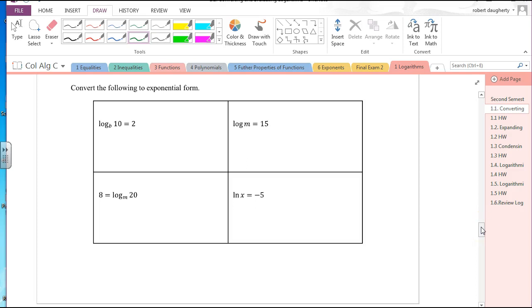Let's convert these to exponential form. What is my base here? What's the base? Lance.